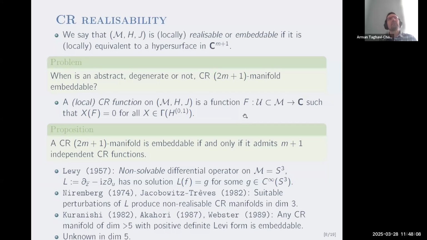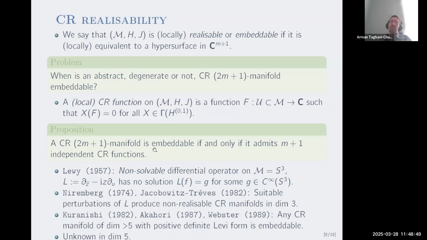One criterion that can be used to characterize an embeddable CR manifold: if it has dimension 2m+1, then the abstract CR manifold must admit m+1 independent CR functions. Think of the CR functions as providing a CR chart. They are complex valued. You want an embedding into C^(m+1), so you need m+1 CR functions. So it makes complete sense.